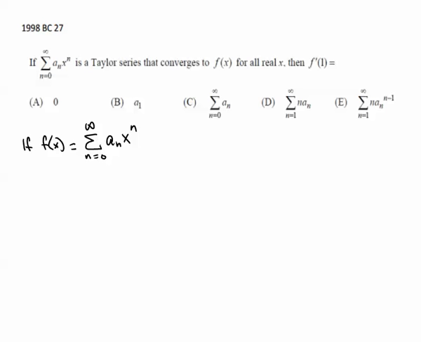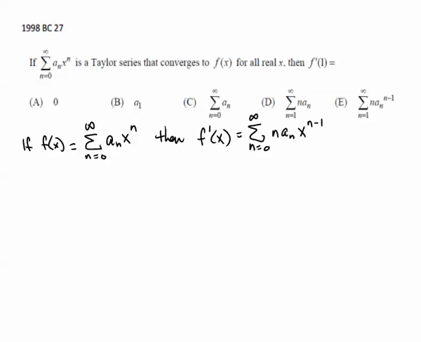So first of all, we know that f of x is equal to the sum of a sub n x to the n. And if that's true, then f prime of x, the derivative, is just the derivative of the general term of the series, or the derivative of the series. And to find that, we're just going to bring down the exponent, so we'll now have n times a sub n times x to the n minus 1. So when we want the derivative of a series, we can simply take the derivative of the general term.